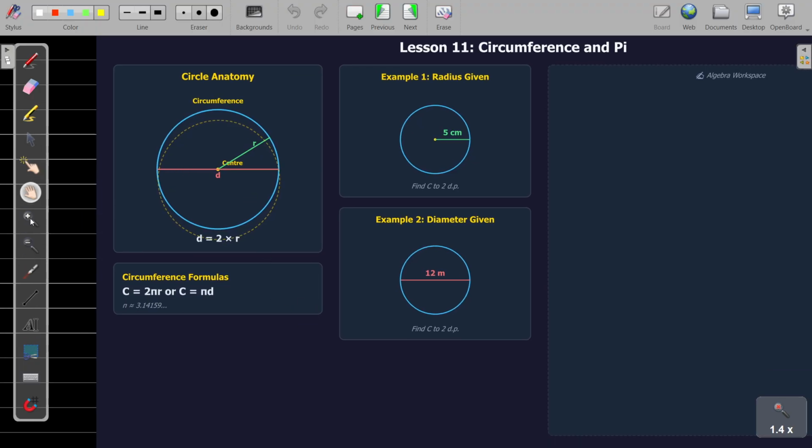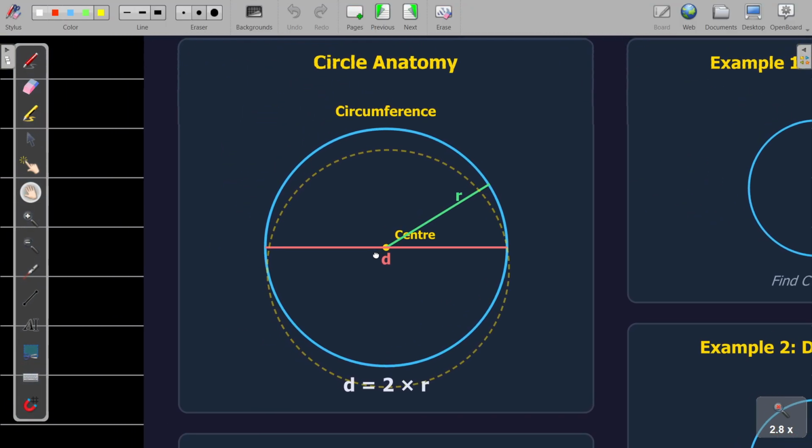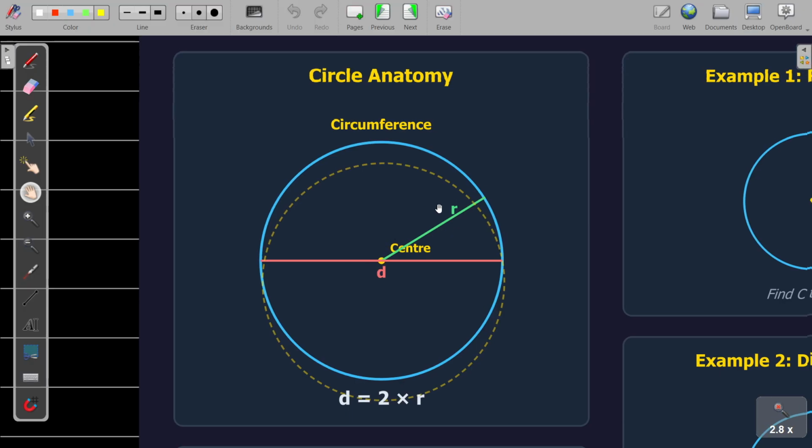Now first, the anatomy. The point right in the middle is called the center. A line from the center to the edge, which is right here, I'm going to call a radius. You can think of spokes on a bicycle wheel. There are almost an infinite amount of radiuses, just like there are spokes on a bicycle wheel.